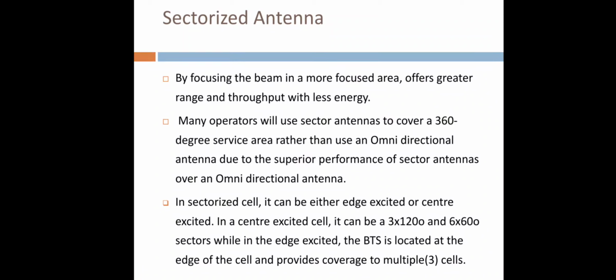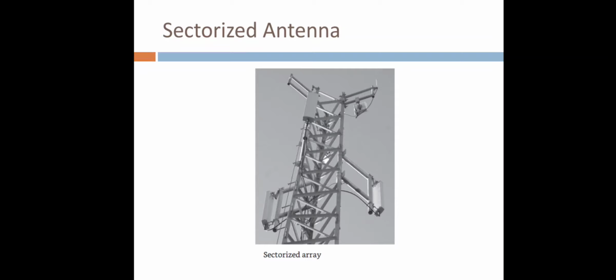In a sectorized cell, it can be either edge excited or center excited. In a center excited cell, there can be 3 sectors of 120 degrees or 6 sectors of 60 degrees, while in an edge excited cell, the BTS is located at the edge of the cell and provides coverage to multiple cells. As shown in the figure, suppose there are 3 antennas: 120, 120 and 120 degrees cover the total 360 degrees.